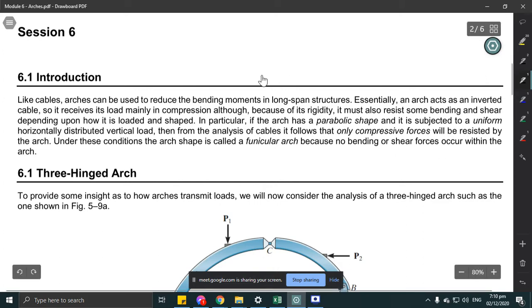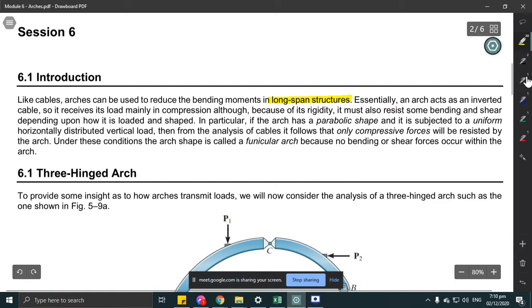Okay, so sabi dito sa introduction, yun nga daw ating arch. So ito is a structure kung saan nire-reduce niya yung bending, especially in a long span structure. So kung mapapansin nyo, yung ibang bridge natin, ang design niya is on a shape of an arc. So ang purpose niyan is to resist the bending in a long span structure.